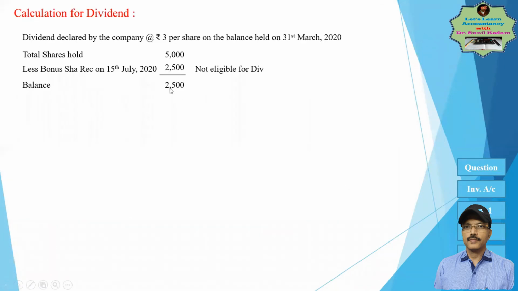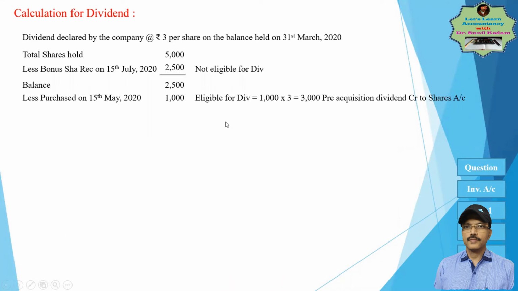Here, out of this 2,500, there was a purchase on 15th May, 1,000 rupees. It is eligible for a dividend, but this dividend will be credited from the investment account. 1,000, 3 per share, 3,000 will be received. It is a pre-acquisition dividend. Hence, it will not be considered a normal dividend and will not be credited to the profit and loss account. It will be credited to the investment account.